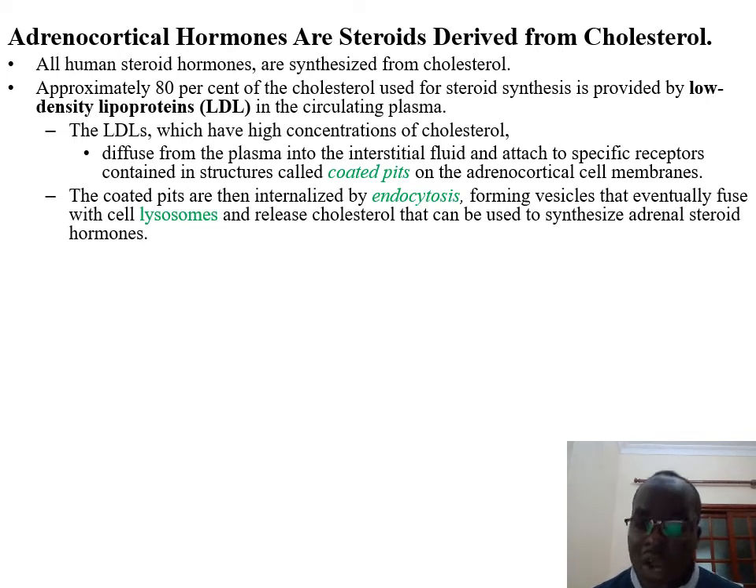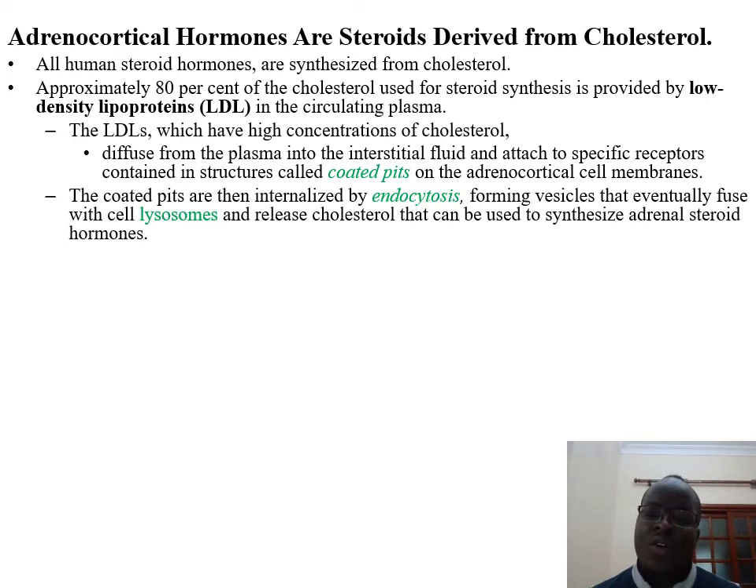You don't want that to happen. So it's a good thing that low-density lipoprotein is used for the production of adrenocortical hormones. The low-density lipoprotein, which has a high concentration of cholesterol, will diffuse from the plasma into the interstitial fluid and attach to specific receptors contained in structures called coated pits on the adrenocortical cell membrane.